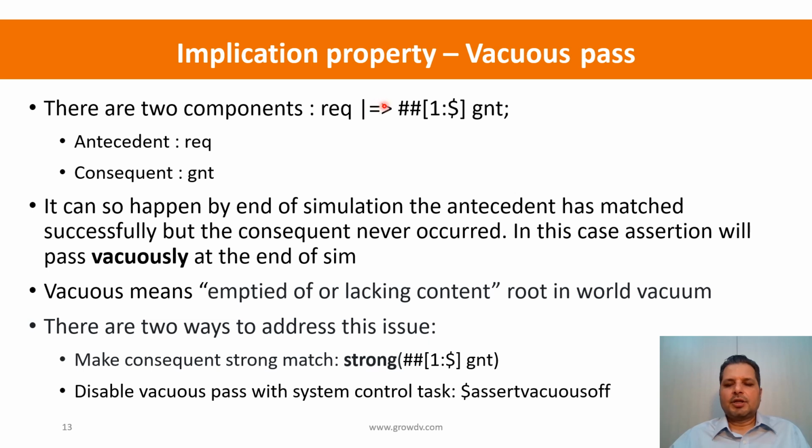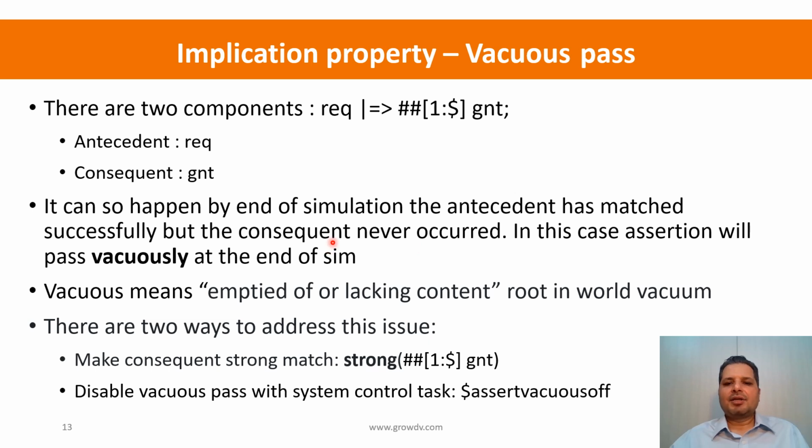There is another term that you will come across, especially when you are using the unbounded delay range. It's called vacuous pass. So what happens is when we take an implication property, let's say this is a non-overlapping one. So we have a request followed by a non-overlapping implication operator, and it's saying $1 to $2 grant, that we are expecting the grant to show up by the end of the current test simulation. Here, I'm just repeating, the antecedent is your request and the consequent is grant.